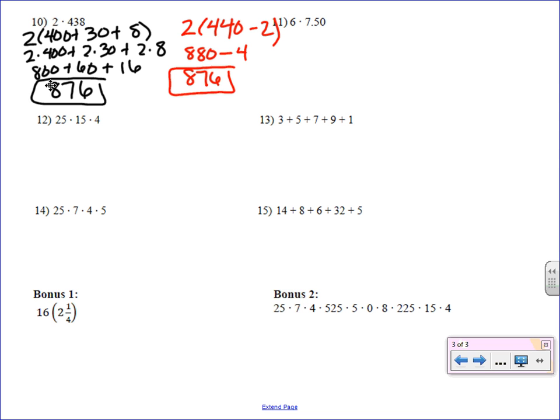In number 6, when you have a decimal, you can break it up as the whole number and the decimal. So we have 6 times 7 plus 0.5. 6 times 7 plus 6 times 0.5. 0.5 is just answering the question, what is half? It's asking the question, what is half of 6? So 6 times 7 is 42. 6 times 0.5, or what is half of 6, is 3. So our final answer would be 45 on that one.